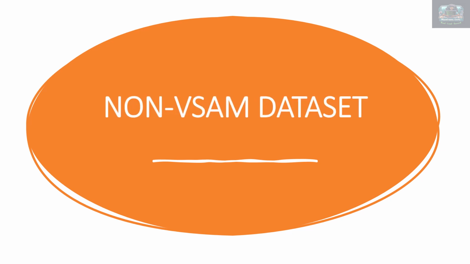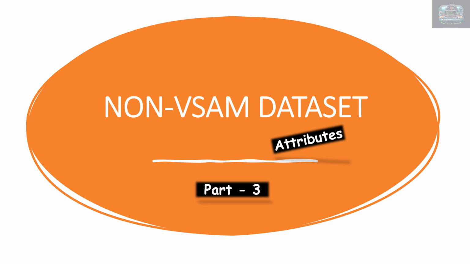In the last video, I explained the non-VSAM dataset attributes, about record format, how fixed, how variable, how the records are being arranged in a dataset. Now we'll see about the space allocation, how space is calculated, how much space you give while creating a dataset, and how it is getting allocated while the dataset is being created.